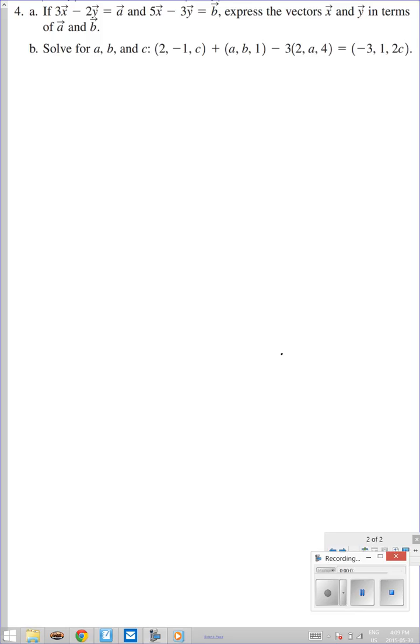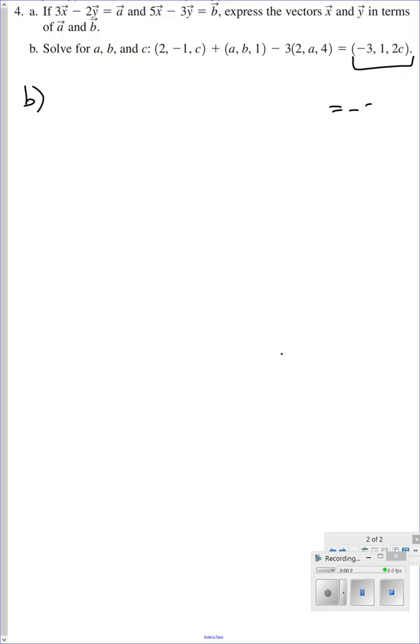For question 4, you'll see part A is based on the vectors A and B that are given, but part B are different vectors completely, so you just treat them completely separately from part A. And we have a statement that says that the first coordinate of our resulting vector is -3.